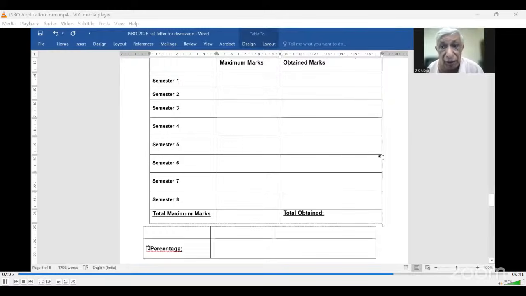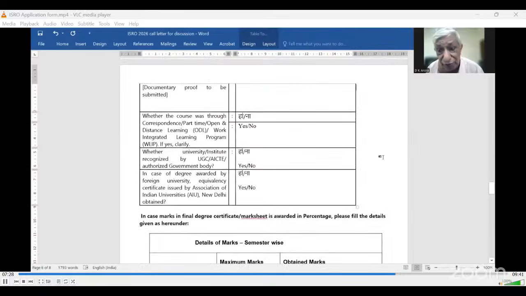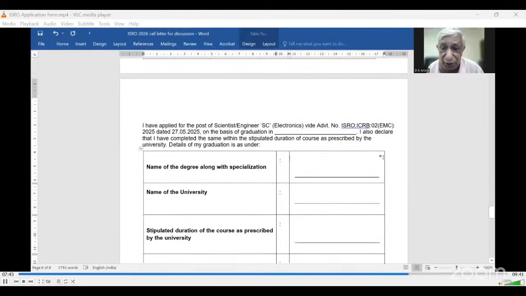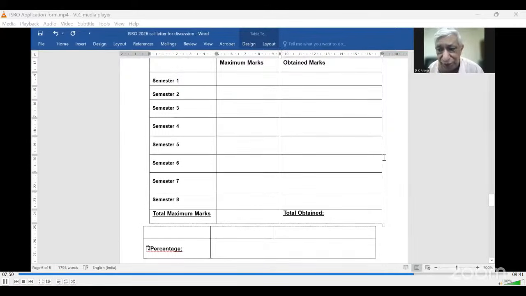Okay. If the final degree certificate is in percentage, then fill the details semester-wise, maximum marks and marks obtained. At the end, the sum total of the total maximum marks and the sum total of the marks obtained. Divide marks obtained by maximum marks to get the percentage. Calculate it to within 2 places of decimal, right?